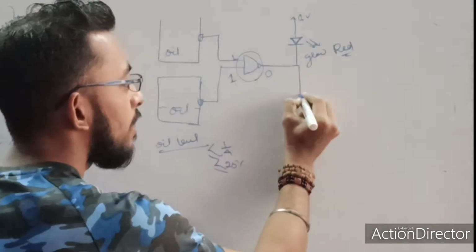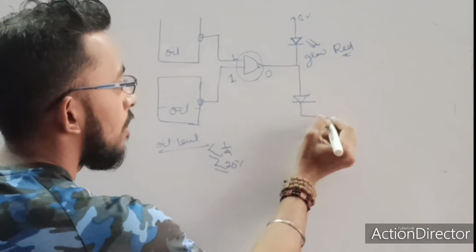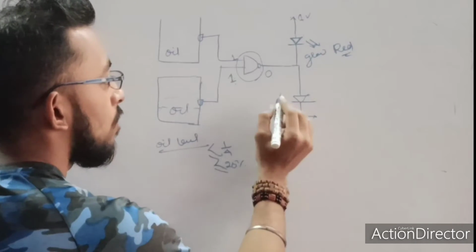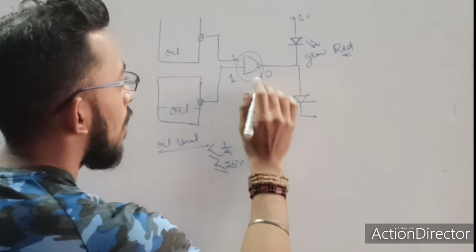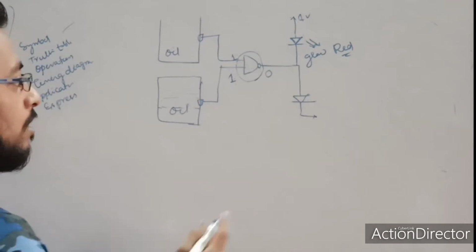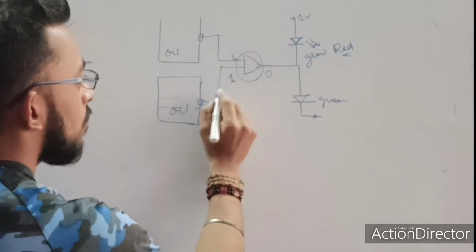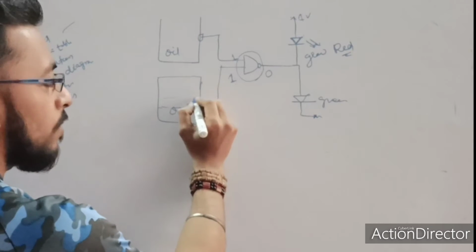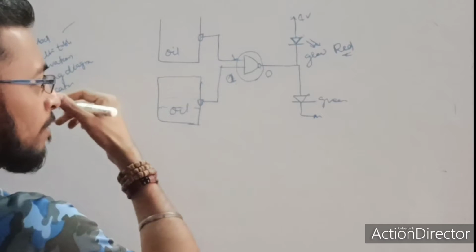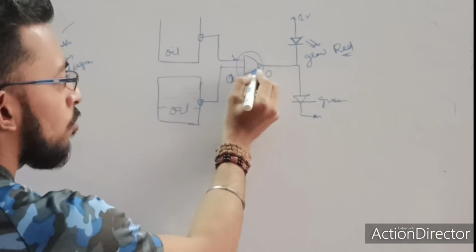Similarly, if I connect a green LED over here, and here 1 volt is connected, what does it mean? Let's take a condition. This is ground. When this green LED is connected, suppose this oil is above 25%. It means this output is 0. This oil is below 25%. Let's take this as below. If this is 1 and this is 0, then what will be my output here?